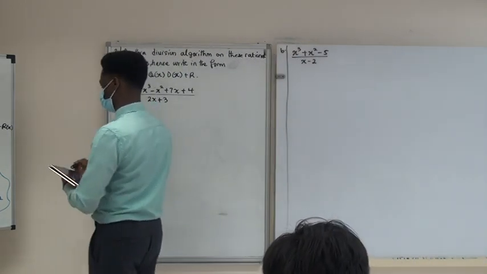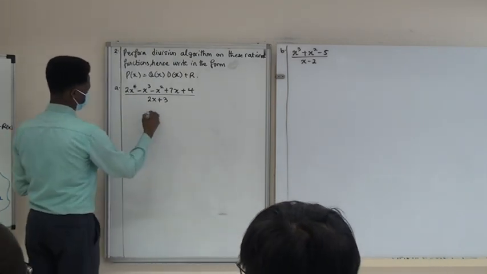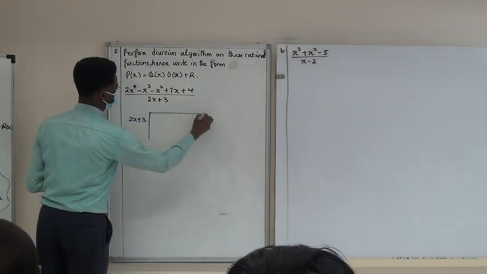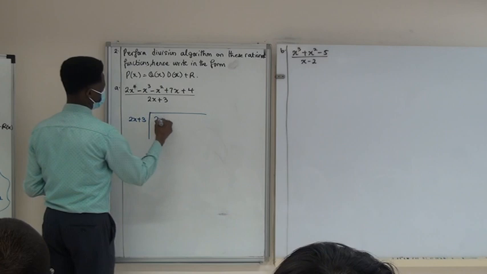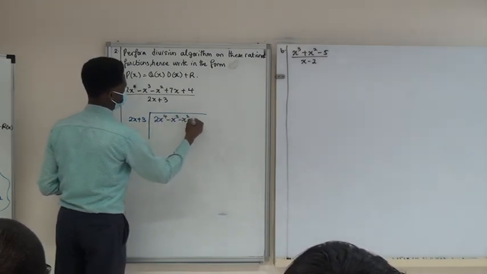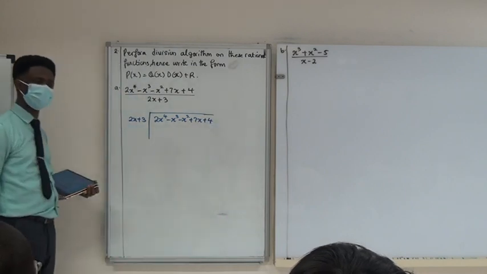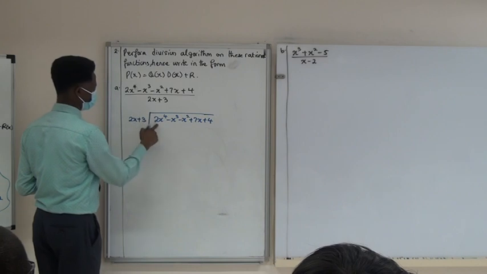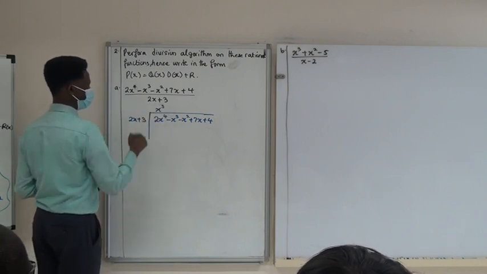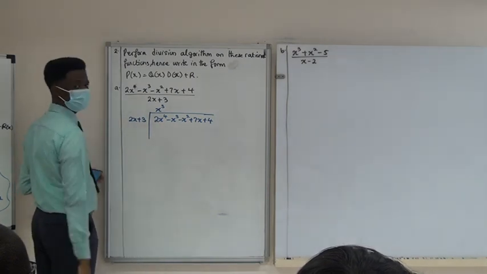Guys, let's look up and do this together. You have 2x plus 3 as your divisor, and your dividend, 2x to the power 4, x cubed, x squared, x term, and the constant. All arranged, nothing is missing. So the first one gives what? X cubed. I need everyone's contribution. We divide this by the first one. First divided by the first one.